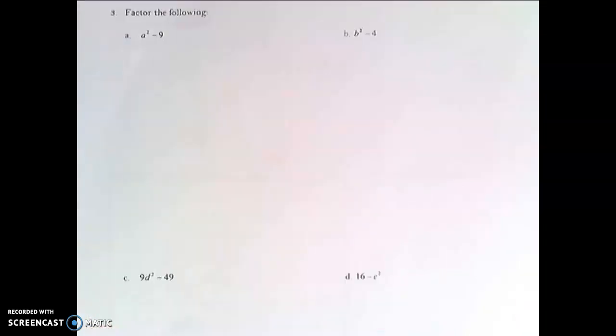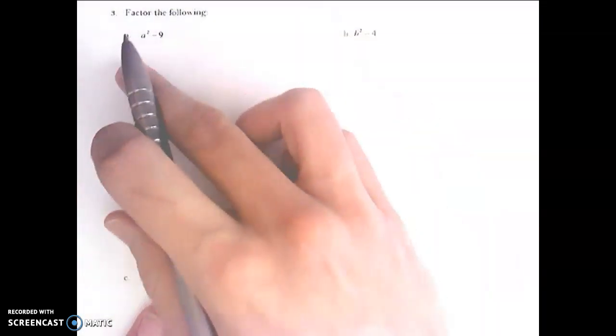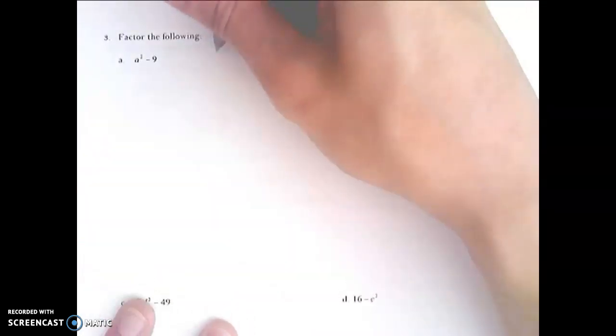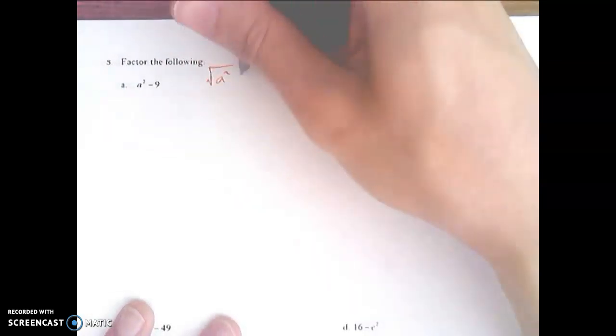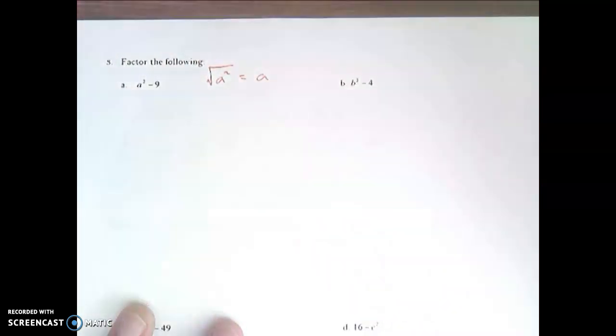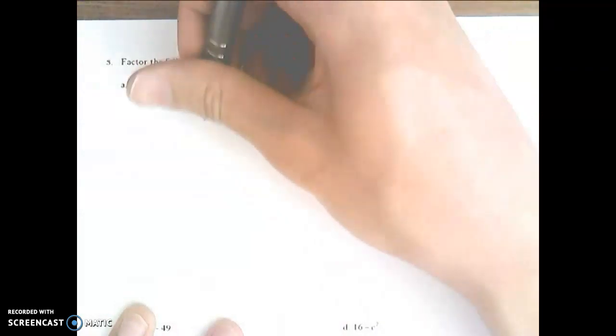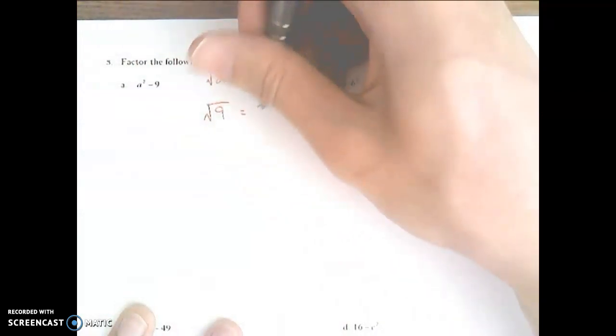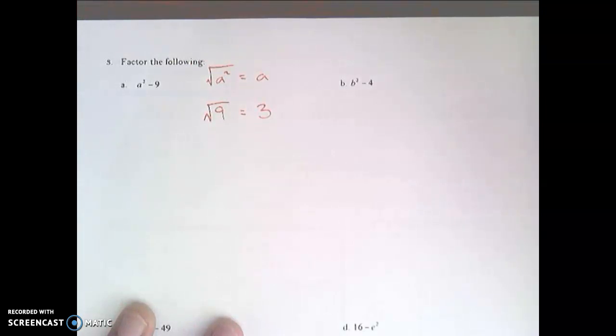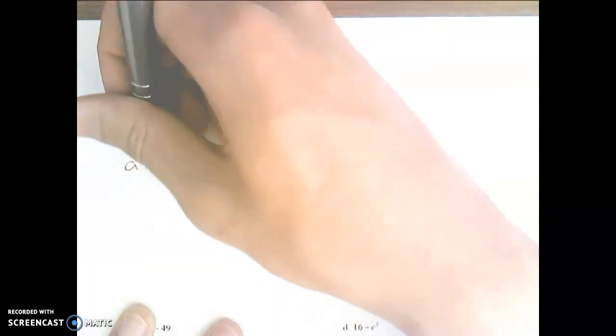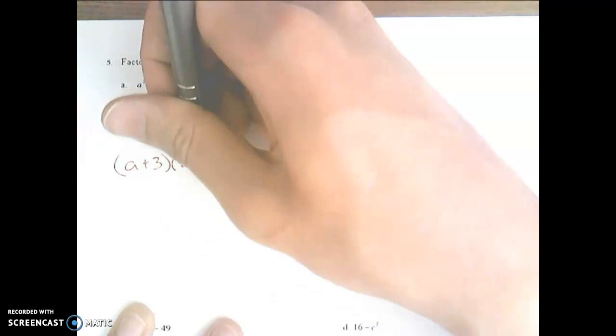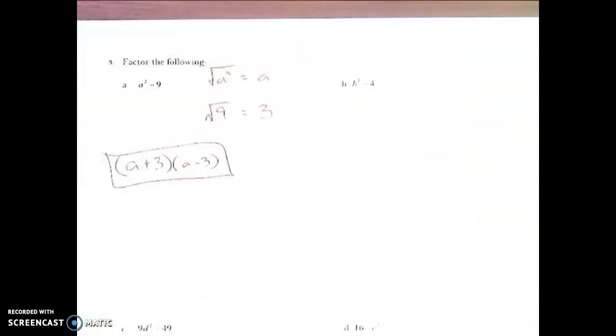Let's try some. So here we have a squared minus 9. Now you could substitute in a 0x for that missing middle term and then factor as normal. But let's try the second option. We can take a squared, square root that, and that gives us just our a. We can take our 9, square root that, and the square root of 9 is 3. So then we have a plus 3 and a minus 3. So again, one is always plus, one is always minus.